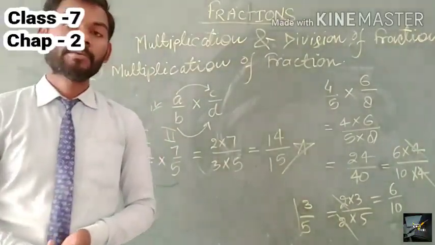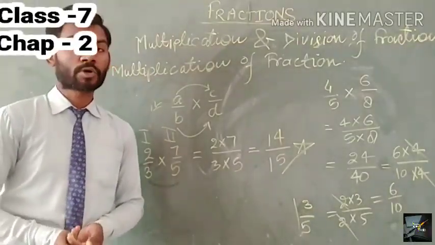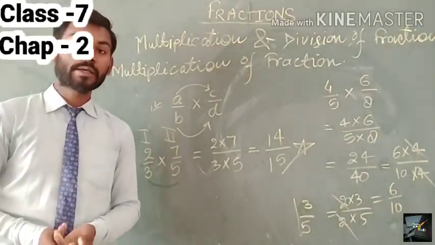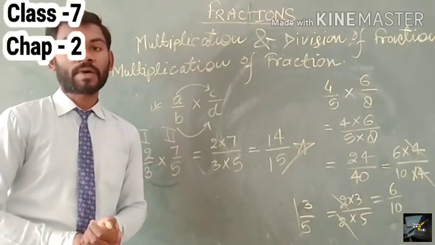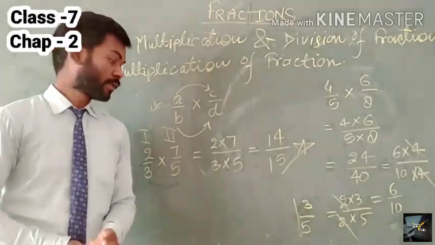So, sometimes we get the product in a manner that they have some common factor, and in this case, we simplify them in order to write them in the lowest form. Okay.